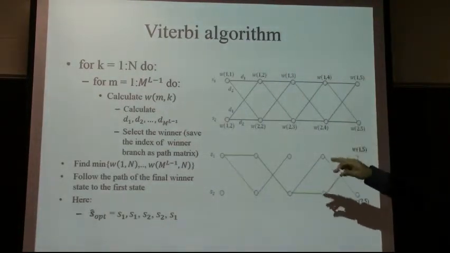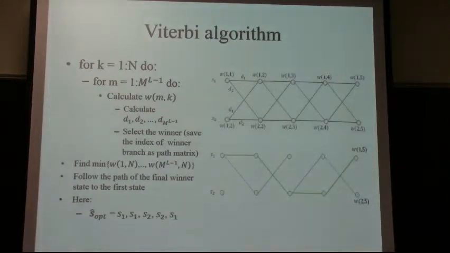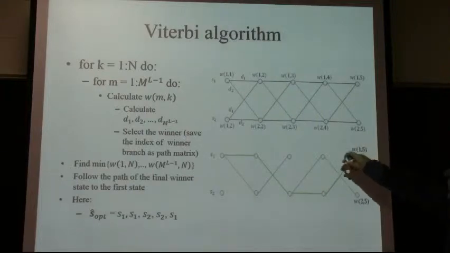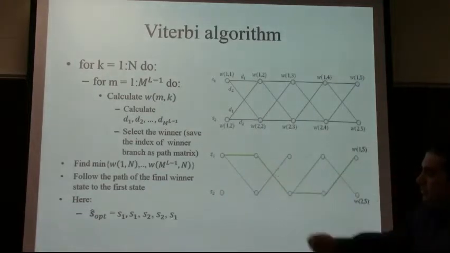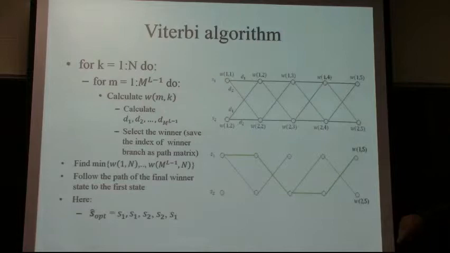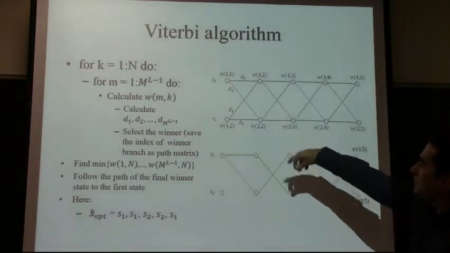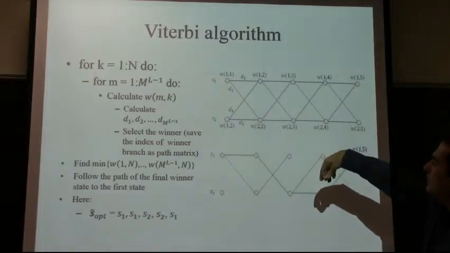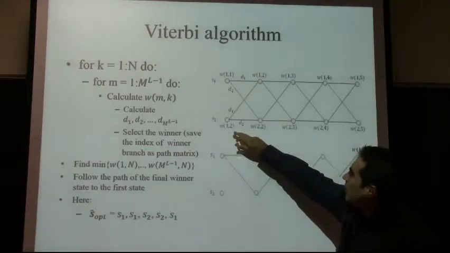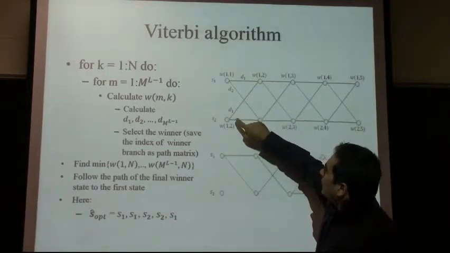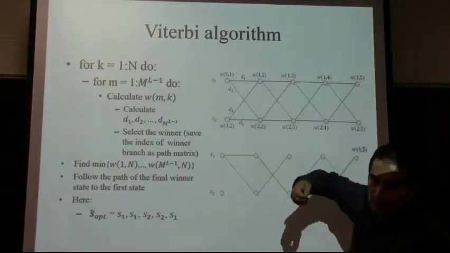Two loops you need: for K equal to 1 to N, do; for M is 1 to M to the L minus 1. Example here: you need to calculate each of these. The first step is very simple because there is no previous step, just the absolute value of R minus this one. Change this one, the index of time, not the symbol number. Just change the S, S1, S2, and so on, and calculate W1 and W2 at the first step. This one is 2-1, sorry, 2-1. I made a mistake.